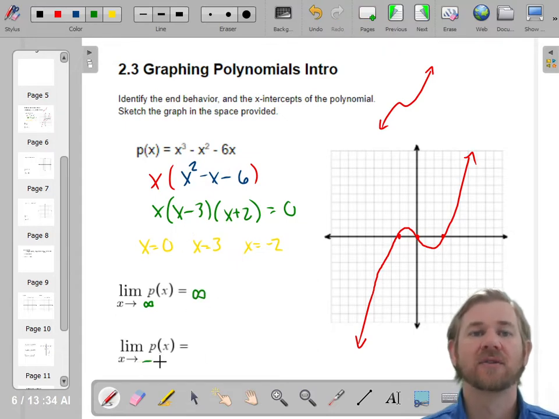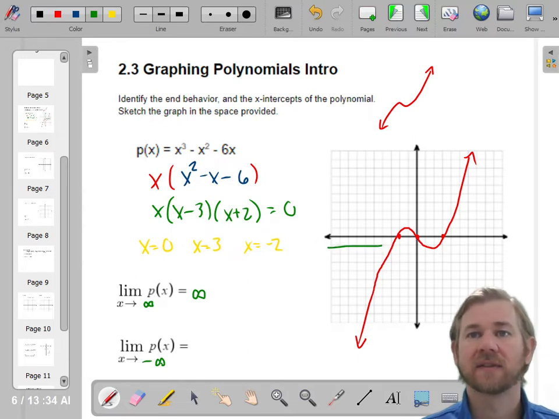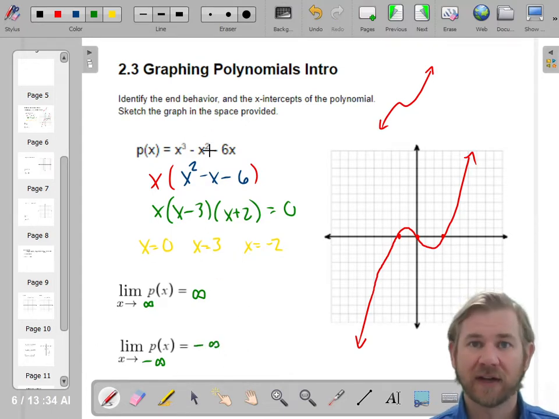And as x goes to the left, as x goes to negative infinity, as you go to the left, y goes down. So we'll say y goes to negative infinity. So using limit notation here, we have our end behavior, and by factoring, we found our zeros.